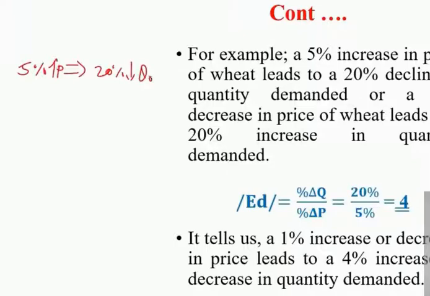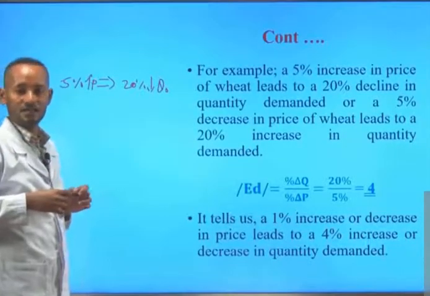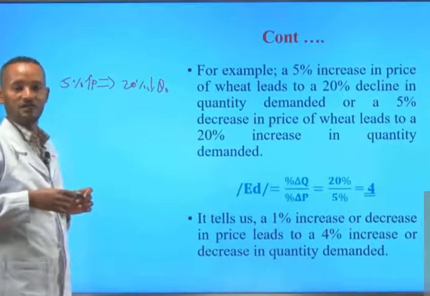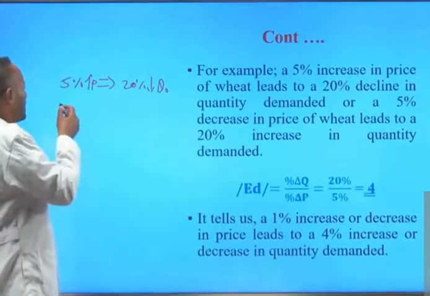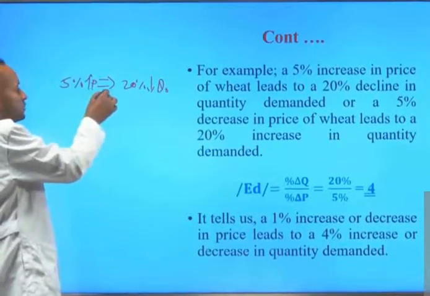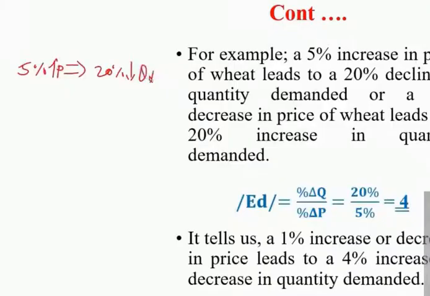A 5% increase in price is a little increment, but the decrement in quantity demanded is more than the increment in the price of a commodity. This indicates that the buyer is elastic, indicating that he is very sensitive, very responsive to changes in price. Here, a 5% increase in price leads to a 20% decrease in quantity demanded. In other words, if the price of a commodity declines by 5%, the resulting demand will also increase by 20%.